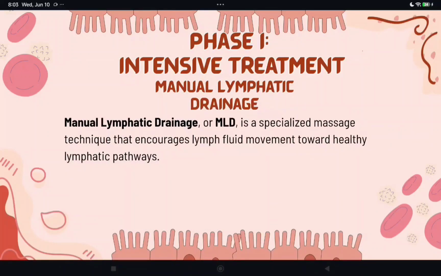Manual lymphatic drainage. Manual lymphatic drainage, or MLD, is a specialized massage technique that encourages lymph fluid movement toward healthy lymphatic pathways. The treatment uses gentle, rhythmic movements rather than deep pressure.